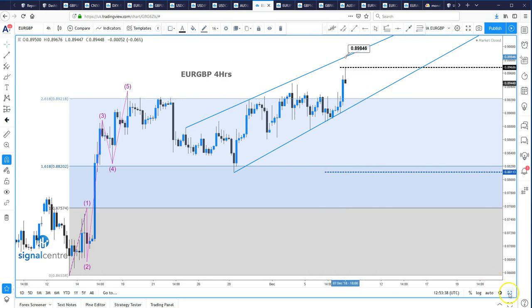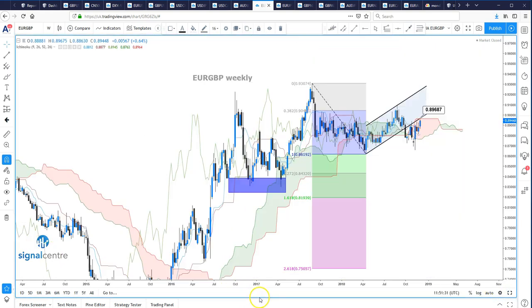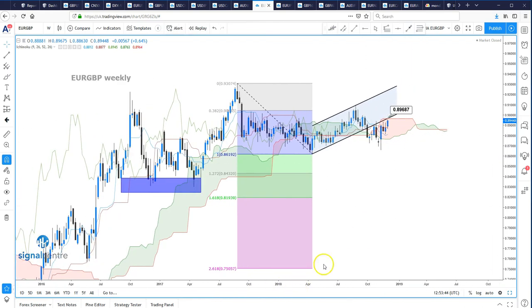And in fact, if we look to this chart, we've got a channel breakout. This is the weekly chart. As long as that trend line holds 89.77, then the medium term bias is still to the downside.